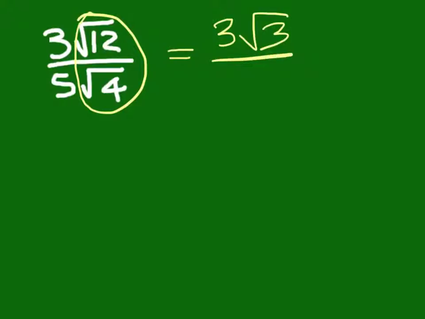Example 4. On this one, you can use the shortcut because you have the square root of 12 over the square root of 4. The square root of 12 divided by the square root of 4 is square root of 3. So you would have the square root of 3 on top and then just the 5 on the bottom. That's it. It's already simplified.